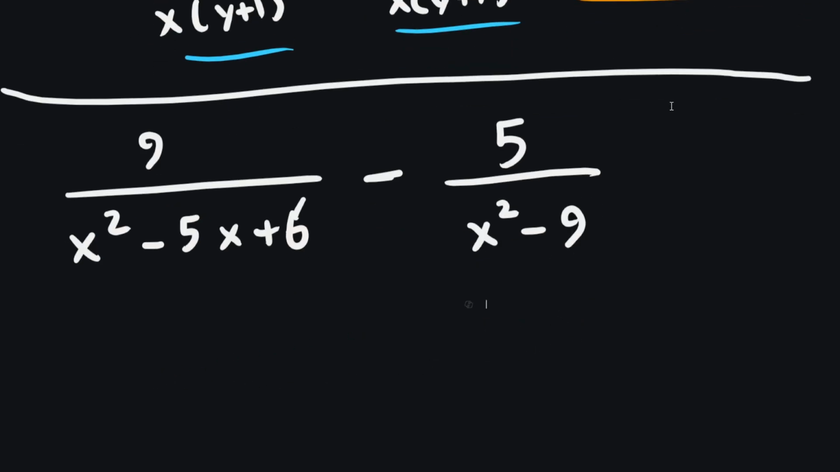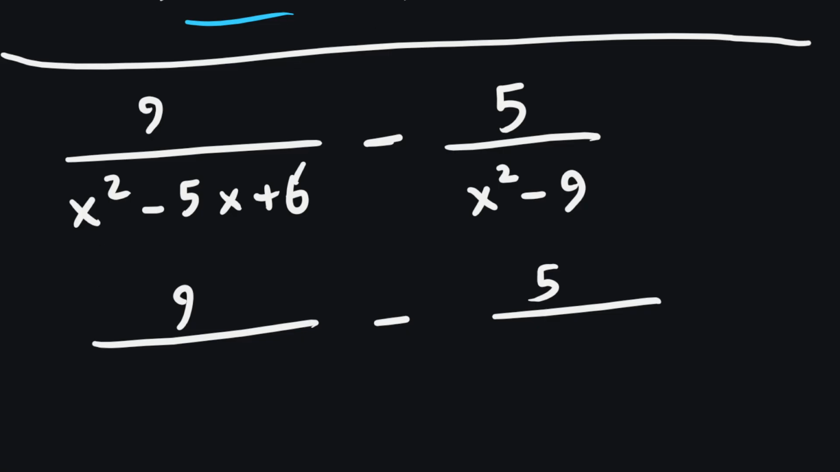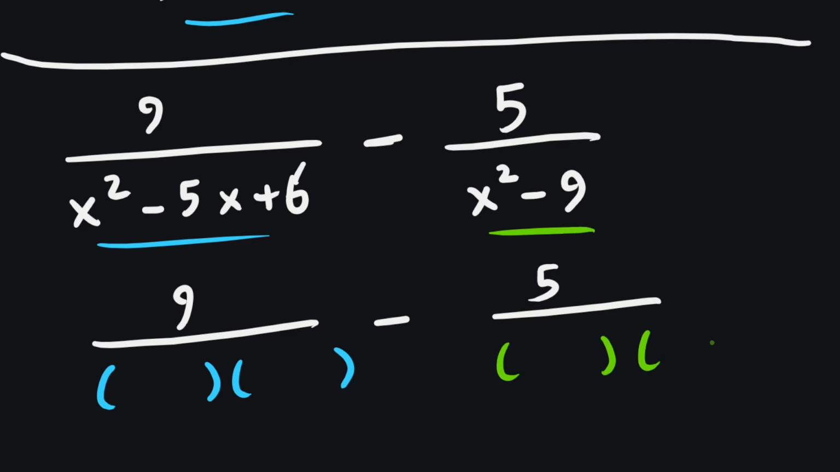So let's scroll down a little bit, and let's go ahead and just rewrite everything here. So we'll keep those numerators. And let's go ahead and factor this denominator first. And then we will factor this denominator second. Okay, so let's go ahead and factor this denominator, this in blue. So x squared minus 5x plus 6. So let's just write our x plus. And we want to find m and n.